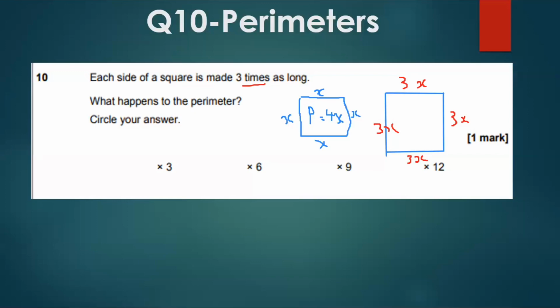So adding this together, guys, 3x plus 3x plus 3x plus 3x, the perimeter is going to be equal to 12x. Now, comparing our first answer, 4x to 12x, what have I done to get from 4 to 12? Well, I've times it by 3. So I'm going to circle option 1. So just to be clear, 4x times 3 gives me the 12x. So making everything 3 times as long makes my perimeter 3 times as big as the original amount, if that makes sense.